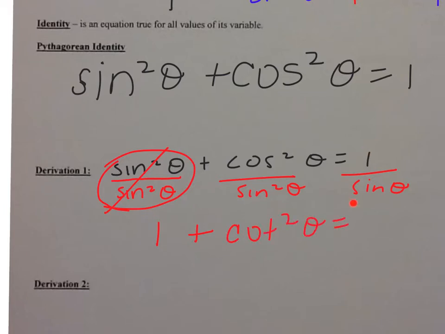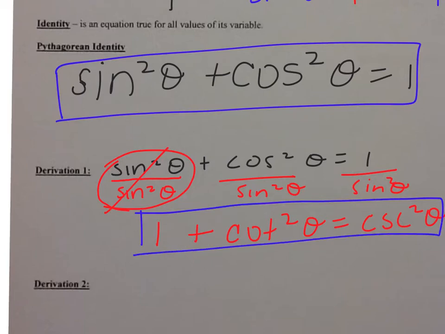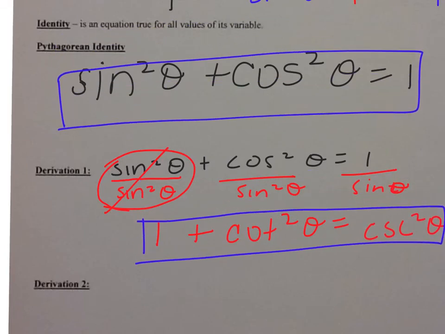And 1 over sine is equal to cosecant. So it'll be cosecant squared theta. So that's another identity. So we have the Pythagorean identity, and we have a derivation that comes from that. You have to know those. All right, and then there's one more.